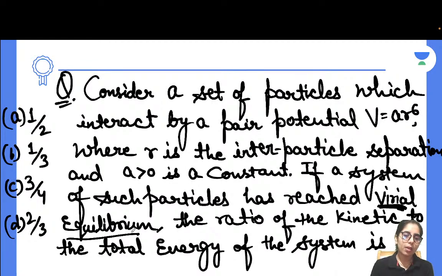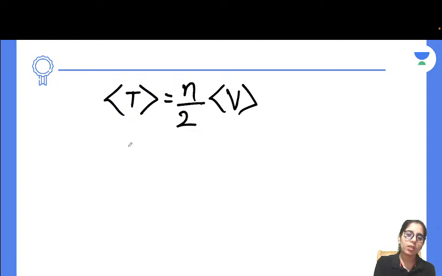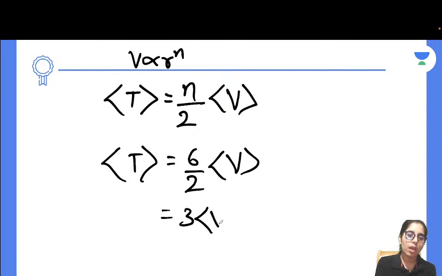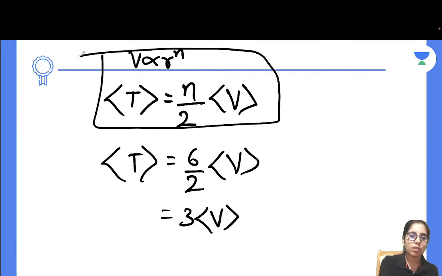Now since they have given you the potential, how will your average kinetic energy be related to the average potential energy? It will be n/2 times the average potential energy. What is n here? If V is proportional to R to the power n, so that power is n. In our case it was 6. So the average kinetic energy is equal to 6/2 times the average potential energy, and this is how you get 3 times the average potential energy. So this is the virial theorem, basically this expression.